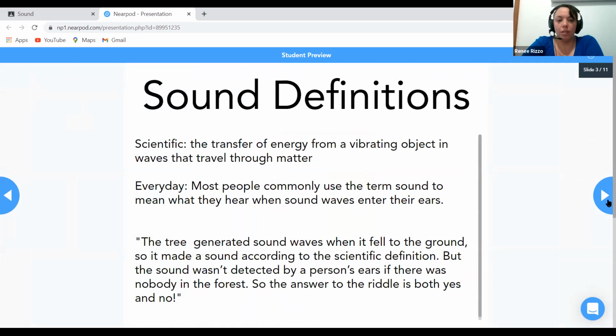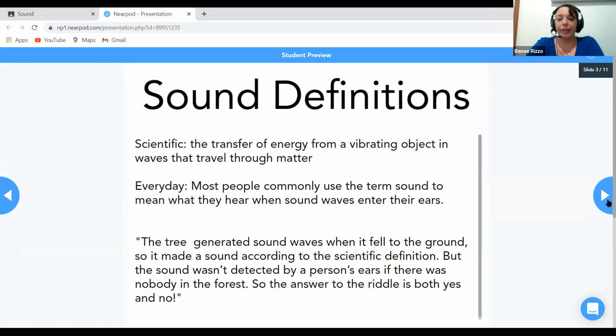Sound definitions. In the original lesson, this was written in paragraph form, but I broke it down into separate definitions so that students could see it more clearly. Scientific: the transfer of energy from a vibrating object in waves that travel through matter. Everyday: most people commonly use the term sound to mean what they hear when sound waves enter their ears.